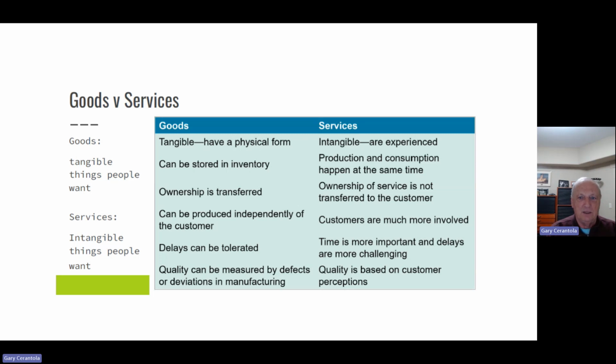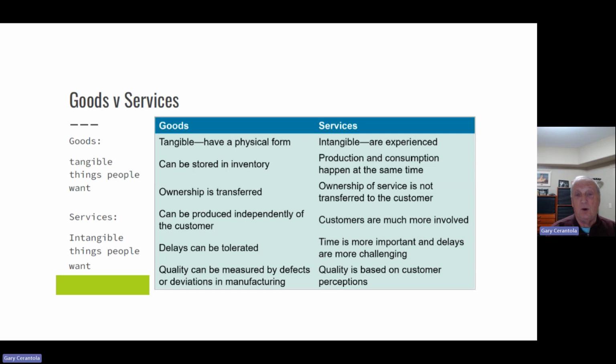Now I want to just talk about goods and services, just because there's a distinction. So goods are tangible. They have a physical form. They can be stored in inventory. The ownership is transferred. So I go to Canadian Tire, I buy a pipe wrench. So the ownership of the pipe wrench is transferred to me, all right? And it could be produced by anybody around the world. And if I order that pipe wrench on Amazon, well then I know that if there's a little bit of a delay, there's probably some logistics. I don't seem to mind that much, right?